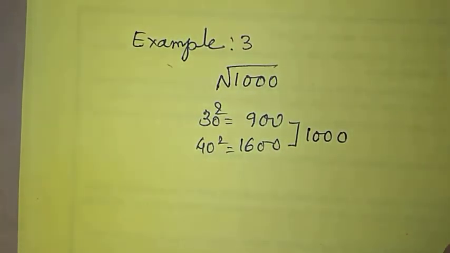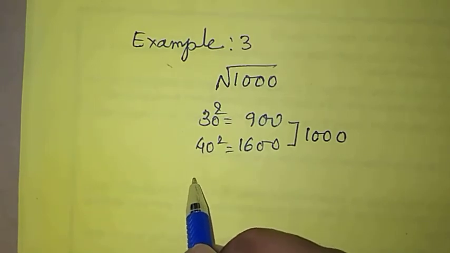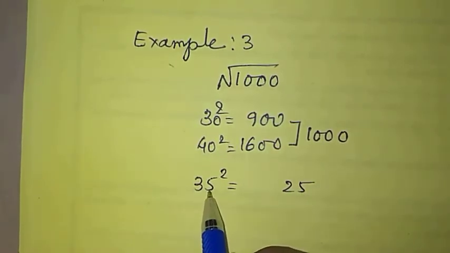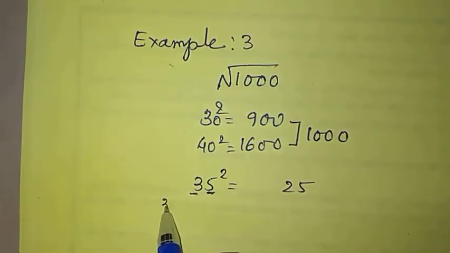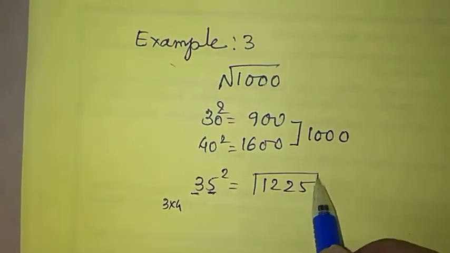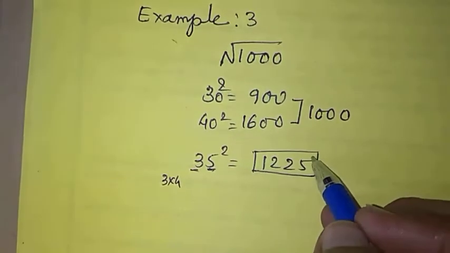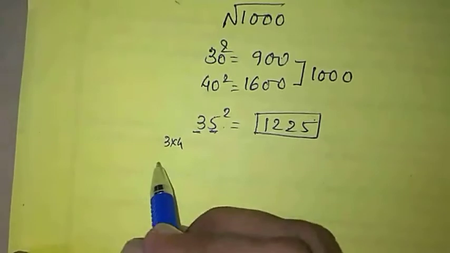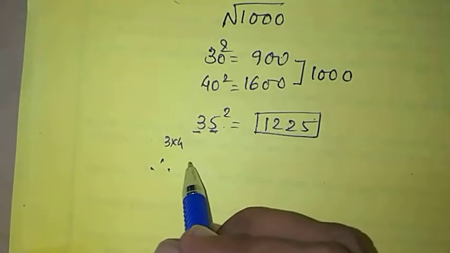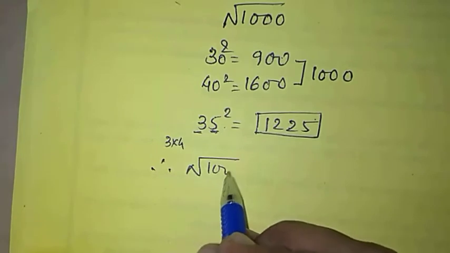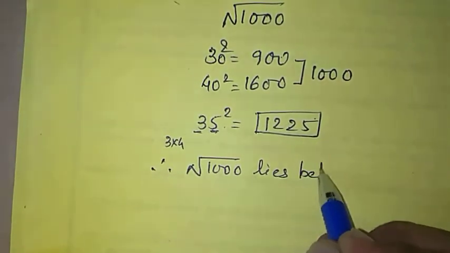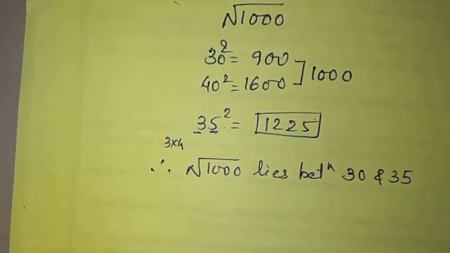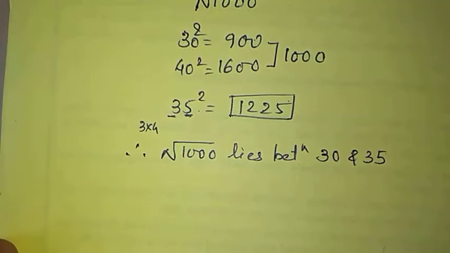Now we want to come still closer. So we can take the middle of this, that is 35 square. For 35, 5 fives are 25, and 3 into 4, 3 fours are 12. So 1225. 1000 is less than 1225, meaning it is between 30 and 35. Therefore we come to the conclusion that root 1000 lies between 30 and 35. Still we need to come closer to an exact one.